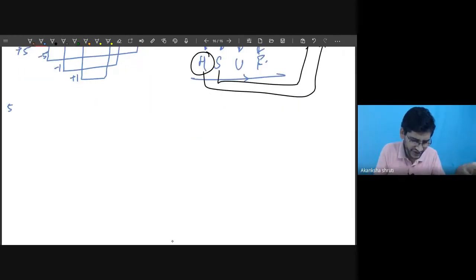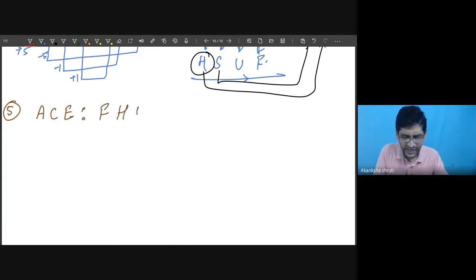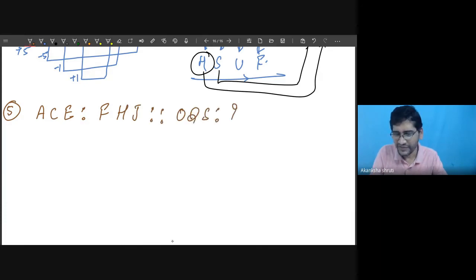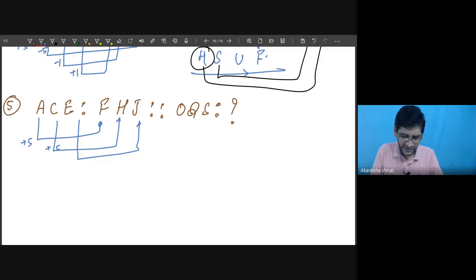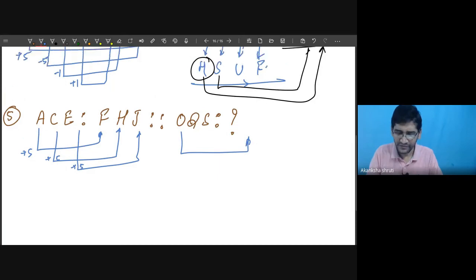Take the fifth question. ACE, FHJ, then OQS. What will be the next? A to F means +5. C to H, 3 to 8, +5. E to J, +5. So you have to just shift it and write in the forward fashion.